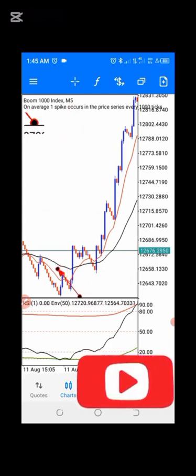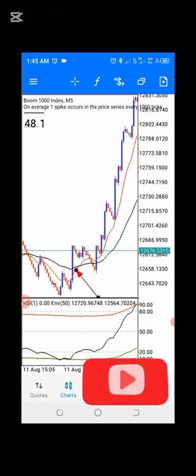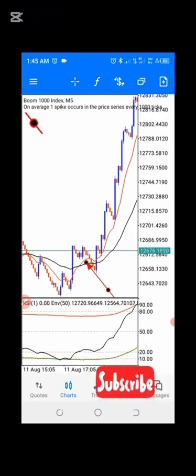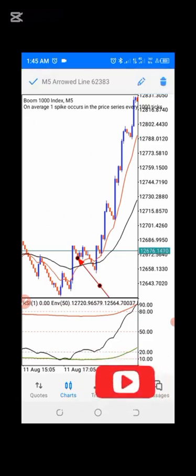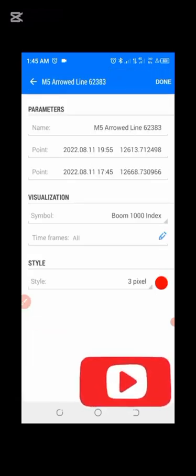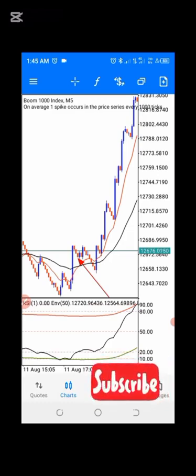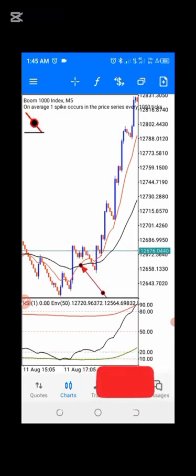So you wait for the two moving averages on our indicator level to cross on our main chart. So once it crosses, yes, we'll have the crossover here. That is the first confirmation.